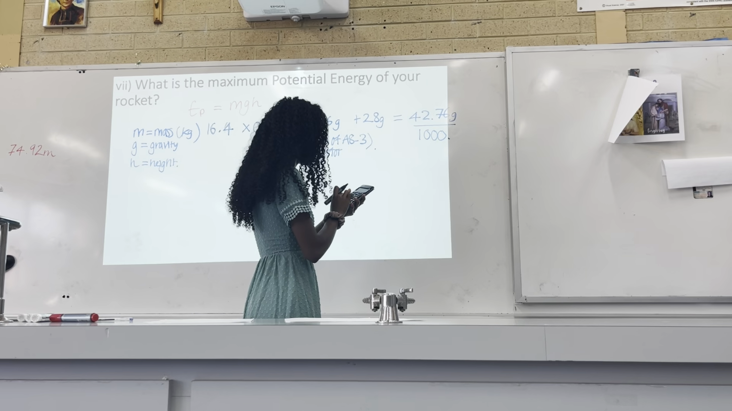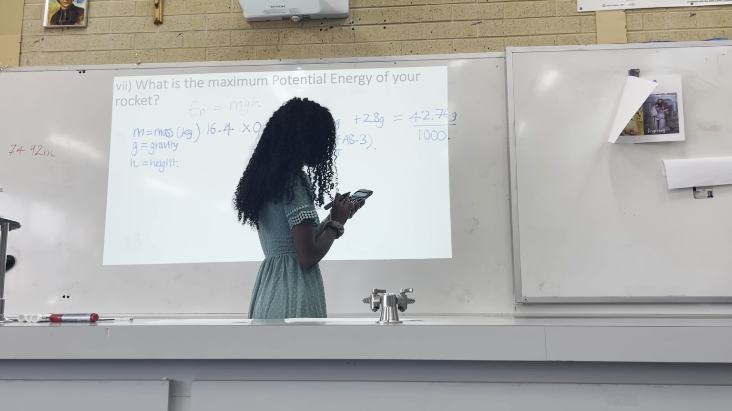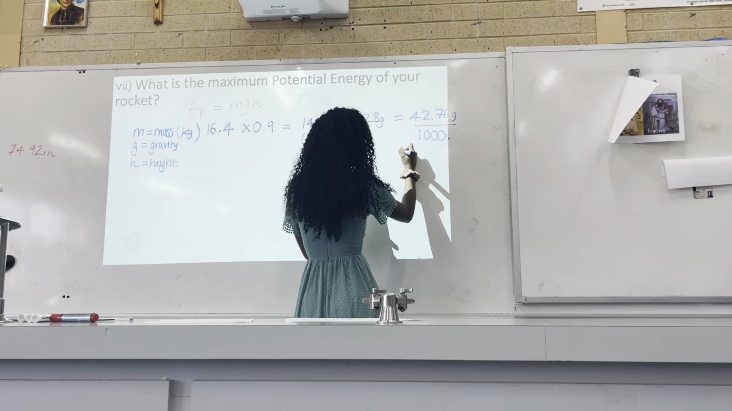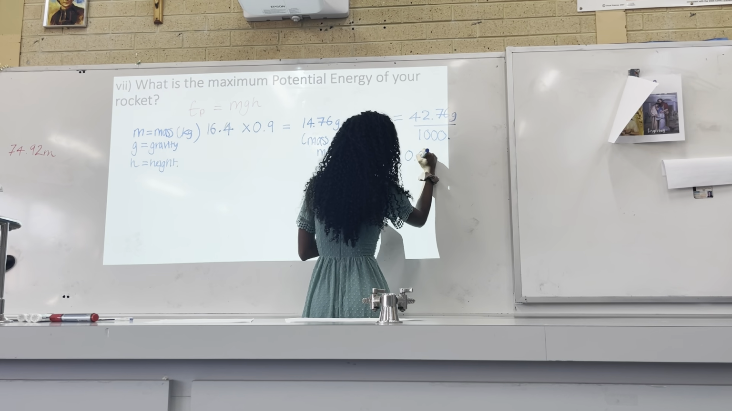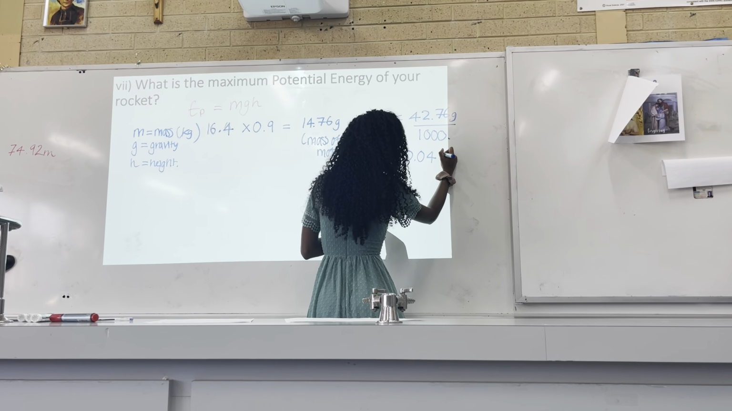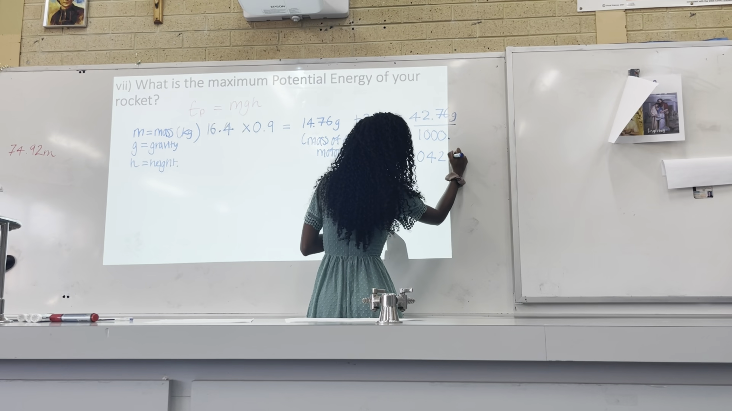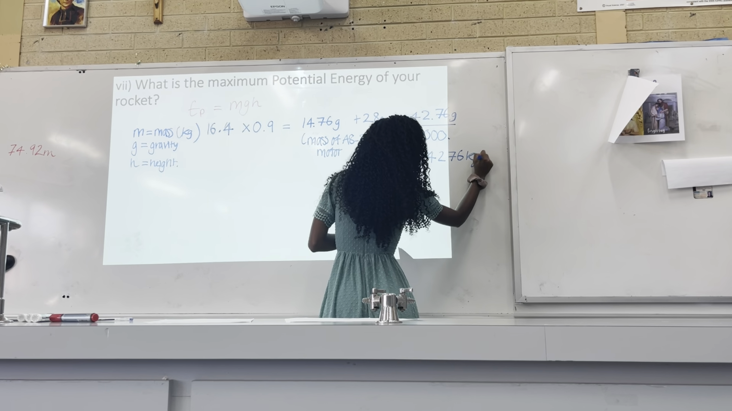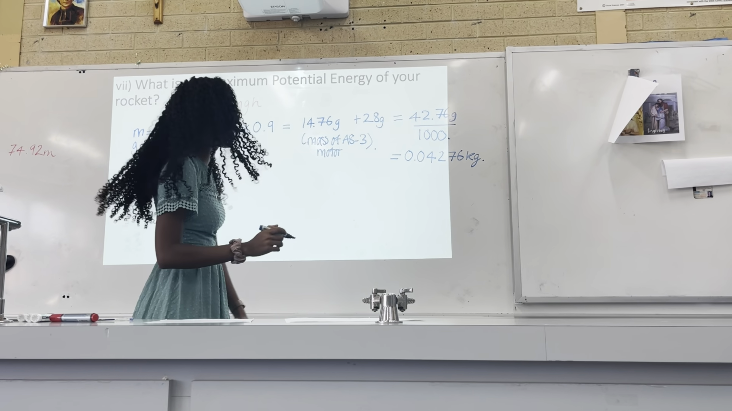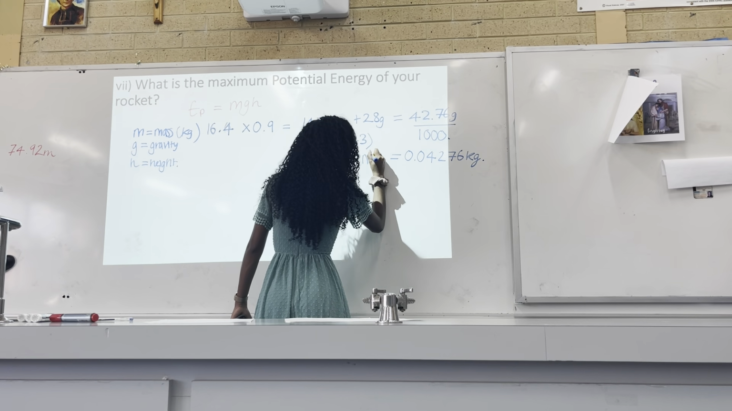Let's do it for 76 divided by 1,000. Yep, it moves us 2 across, so it is equal to 0.04276 kilograms. All right, and we're going to use the whole thing. Let's use the whole thing for our mass. And that is our mass.